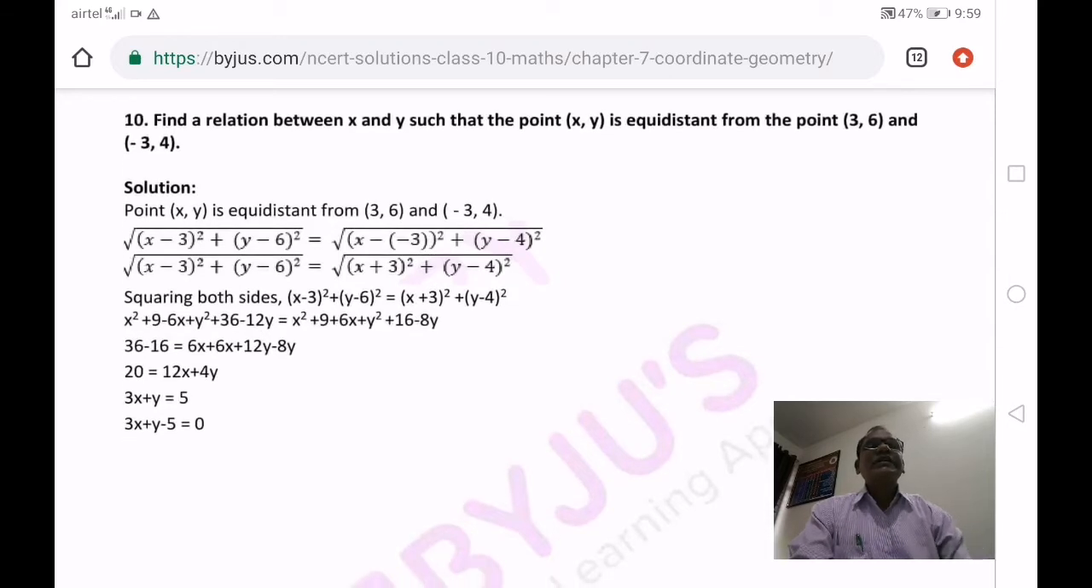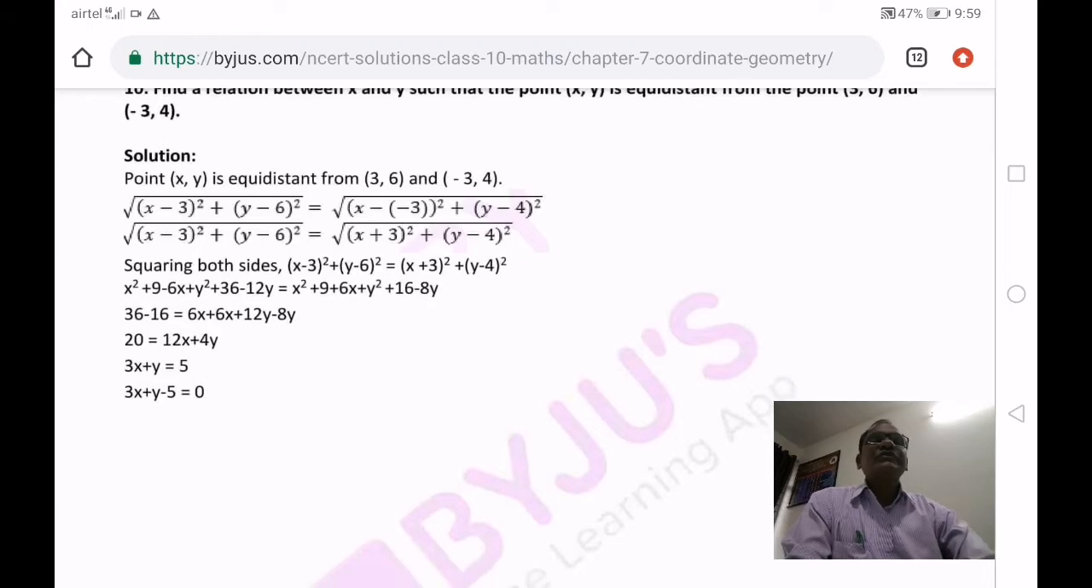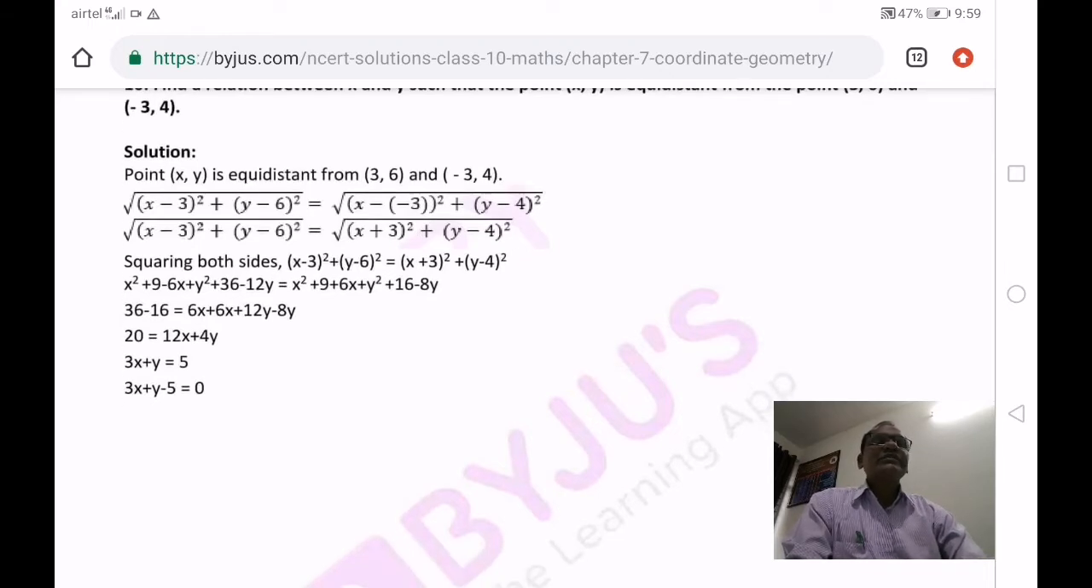That means the distance of (x, y) and (3, 6) equals the distance of (x, y) and (-3, 4), that is equal. Therefore, by using the distance formula, we write the square root of (x minus 3) whole square plus (y minus 6) whole square. The second one also: (x minus of minus 3) whole square, then (y minus of 4) whole square. Therefore, the square root on both sides gets cancelled.